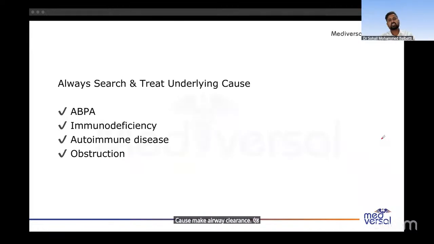And always search for and treat the underlying cause. For example, if it is ABPA, the treatment remains different because we have to start treating with oral steroid.